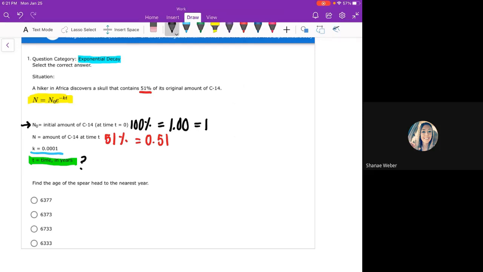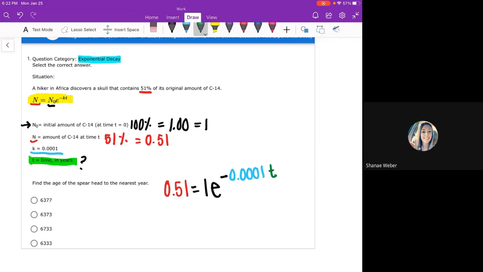So we have N equals, and our N is 0.51. So I have 0.51 equals N sub 0, which is 1, and then times e to the negative k times t power. Well, we need that negative up here, and then k is 0.0001, and then times t. And we don't know what t is. We're looking for t.